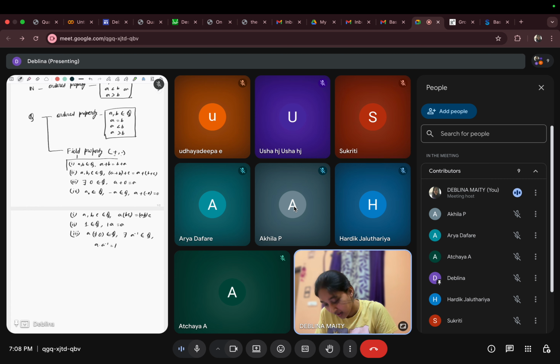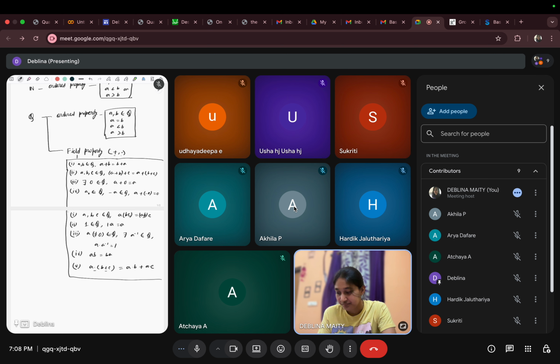Okay, I think there is one more property, that is ab equals ba. And the last property which connects these two is a dot (b plus c) equals a dot b plus a dot c. This connects the multiplication and the addition. So this is the field property. And Q has this property.